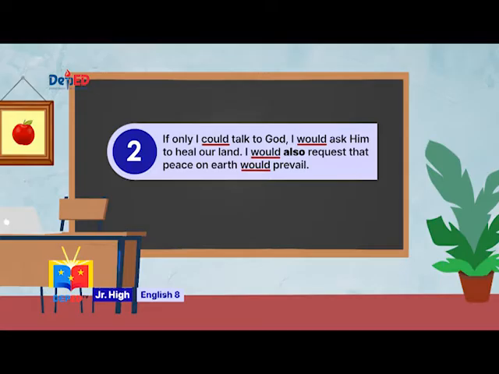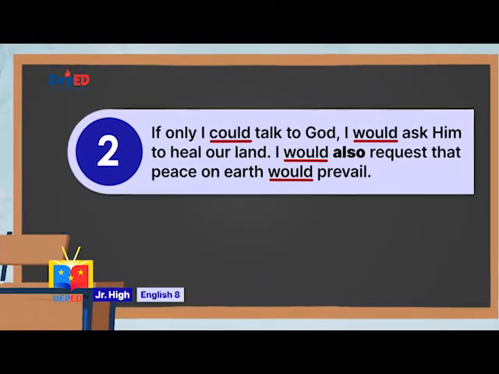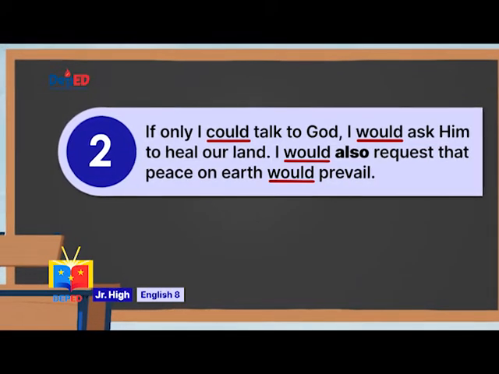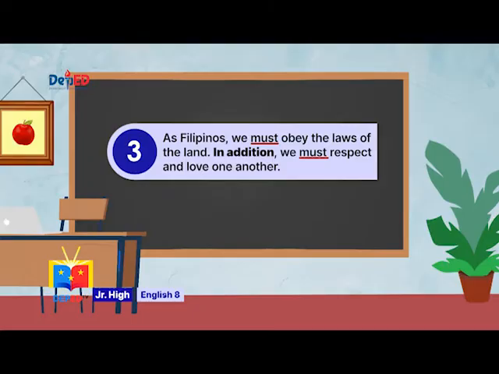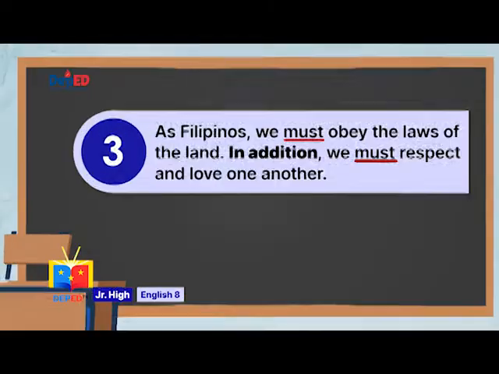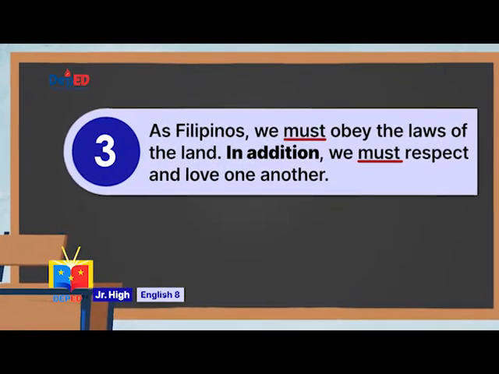Number 2. If only I could talk to God, I would ask Him to heal our land. I would also request that peace on earth would prevail. The underlined words are could, would. Number 3. As Filipinos, we must obey the laws of the land. In addition, we must respect and love one another. The underlined words are must.